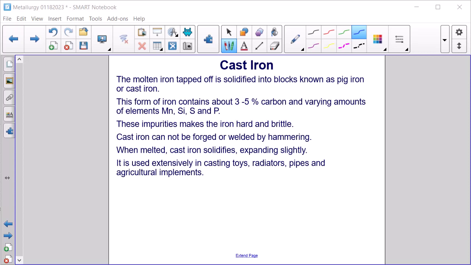When melted, cast iron solidifies, expanding slightly. It is used extensively in casting toys, radiators, pipes, and agricultural implements.